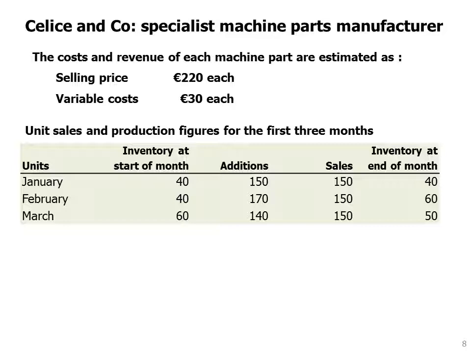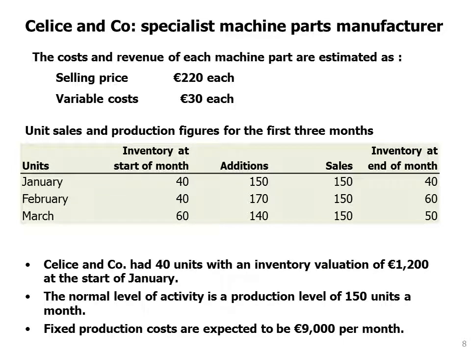So January, February, March, we have a starting inventory at the beginning of January of 40. We add 150 units to inventory. We sell 150, so that's no net change. So the inventory at the end of the month is still 40. Starting inventory for February is the ending inventory for January, 40. Additions are 170, sales are 150, so an increase of 20 units, taking us to 60. And in March, 60 units in inventory at the start. Additions are 140, sales 10 units greater at 150, so inventory slips to 50 units.